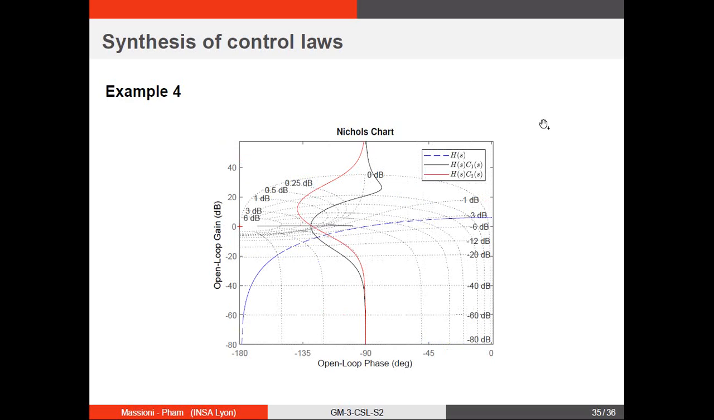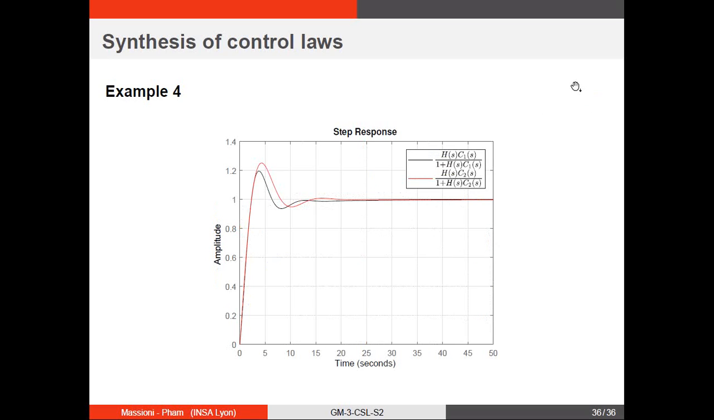Same story in the Nichols chart, where you can see the same behavior, right? And then let's finish off with the step response. Well, a bit different, but both of them steady state 1 equal to the amplitude of the step, which means 0 steady state error. And that basically was it for this class and for the course.